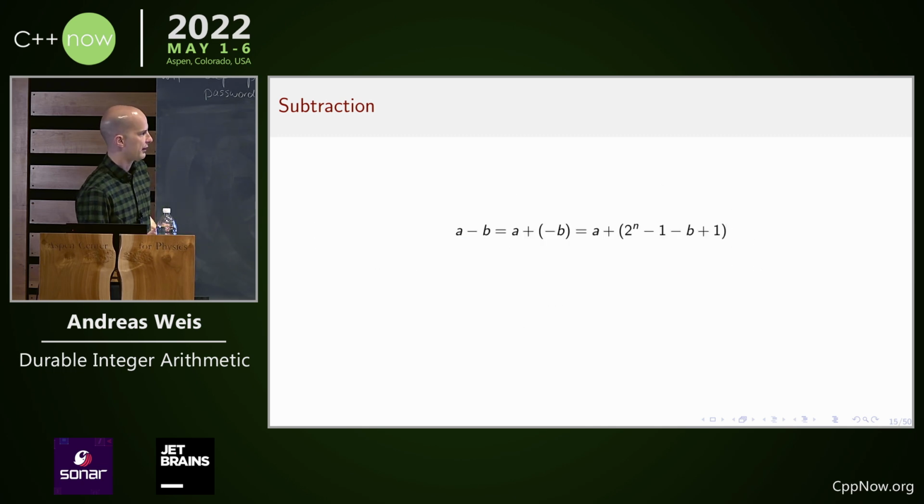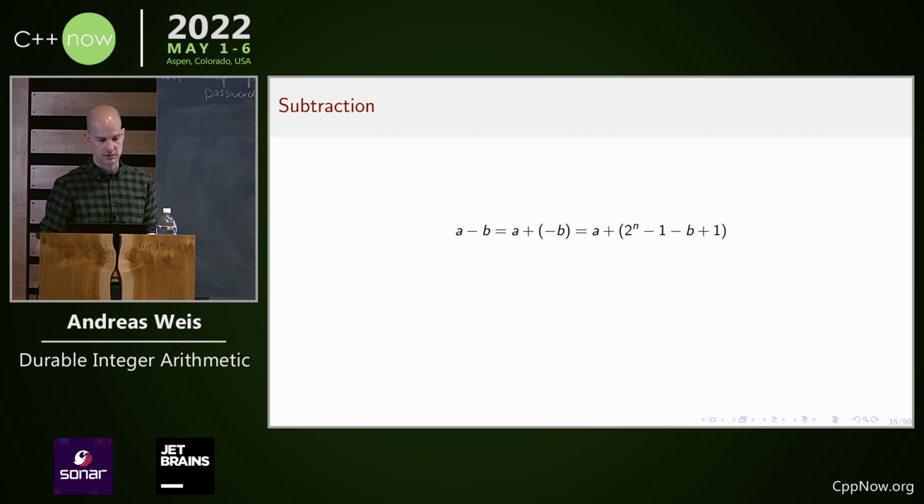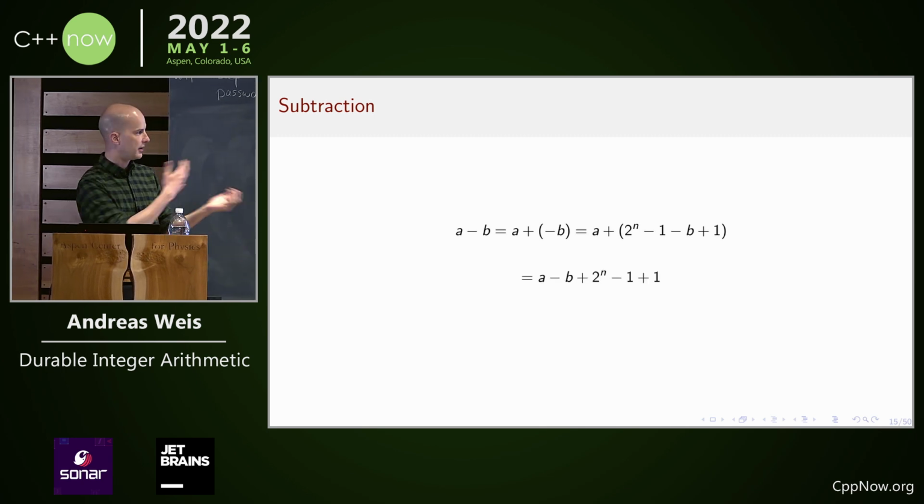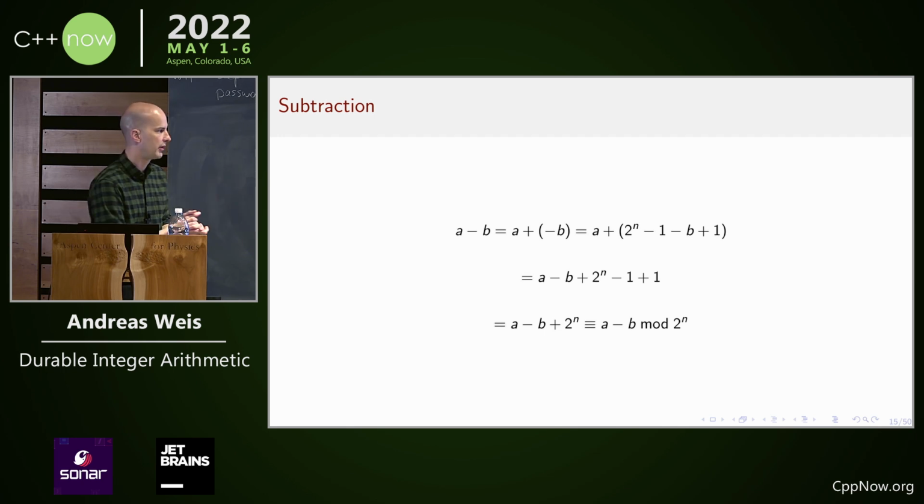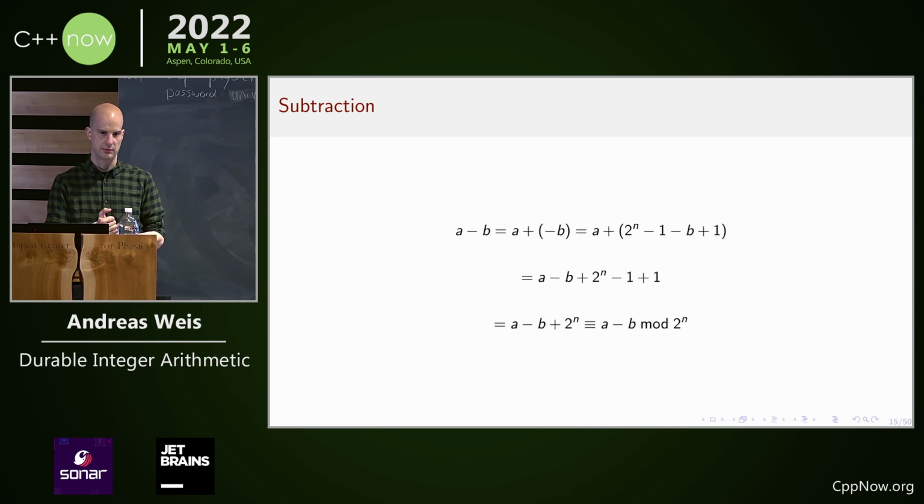And in the more general case, if I'm calculating a minus b, it's a very similar trick, right? The minus b again can be represented as 2 to the power of n minus 1 minus b plus 1. I can again reorder the stuff so that the minus 1 and the plus 1 cancel out. And then the result is equivalent to a minus b under modular arithmetic, right? That's sort of the intuition.